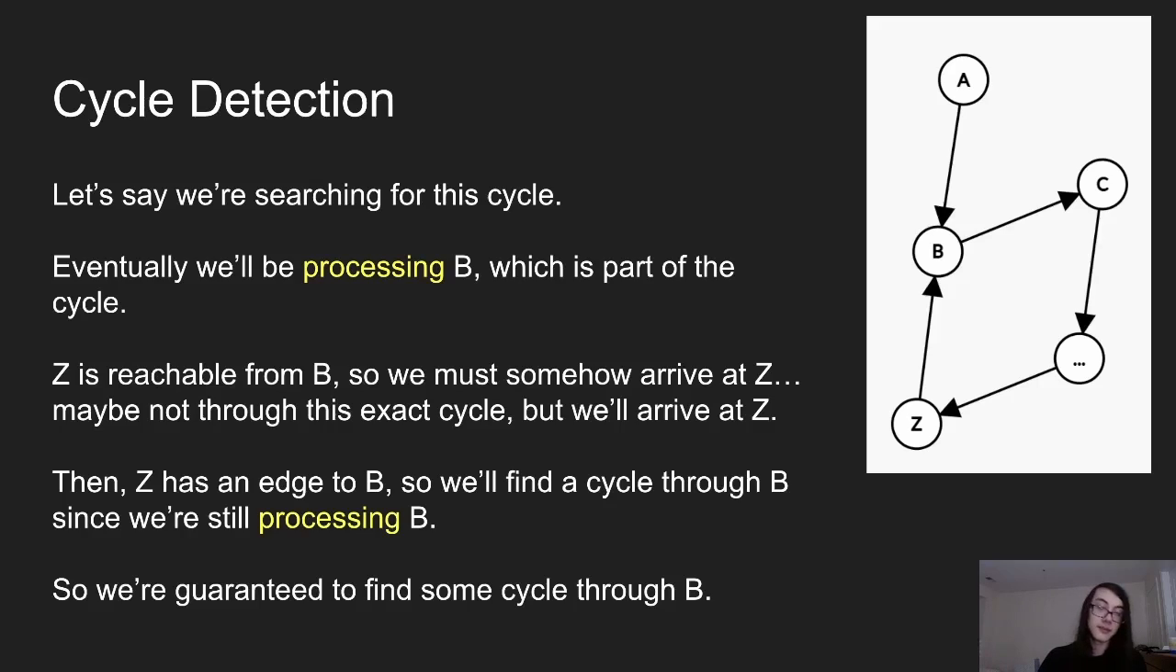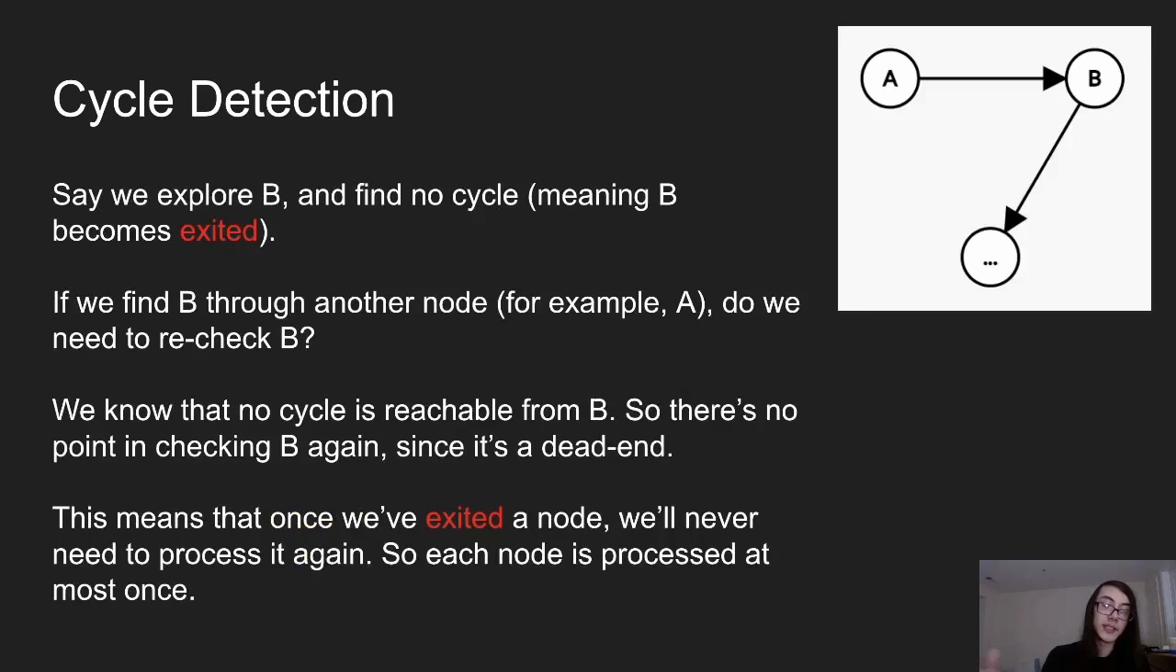That is guaranteed. So the other question is, do we have to repeat this DFS for every node and reset the state array every time? The answer for this is no, because if we mark a node as exited, then it means we looked at every node that it can reach by the nature of DFS. If there was a cycle among the nodes that it could reach, then we would have found it, because by the proof earlier, we will find a cycle if a cycle is reachable. But we didn't find any cycle reachable from B. So we can conclude that no cycle is reachable from B.